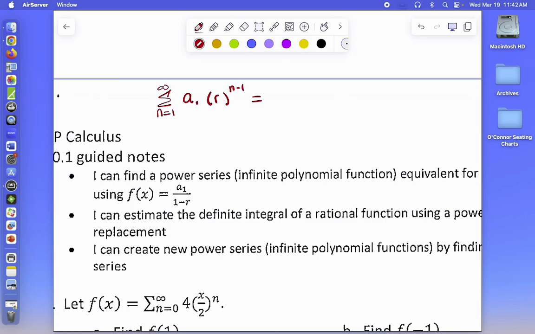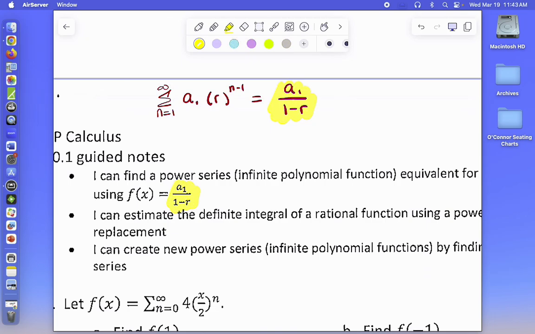A geometric series is the sum. So the infinite geometric series is the sum from n equals 1 to infinity. a sub 1 is our first term. r is our ratio raised to the power of n minus 1. Our formula for that is a sub 1 over 1 minus r. Please notice, this is the infinite sum of a geometric series. We already know that formula.